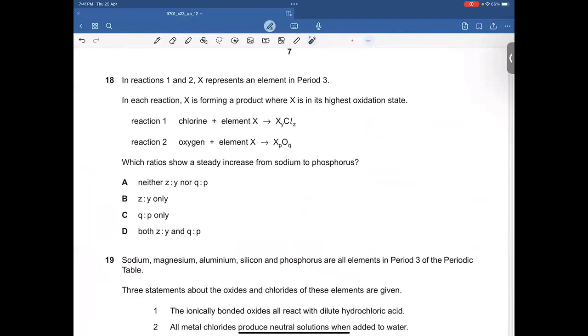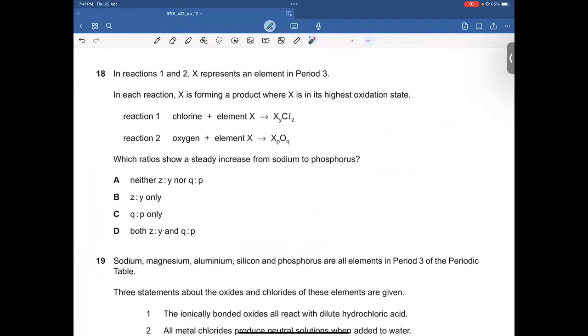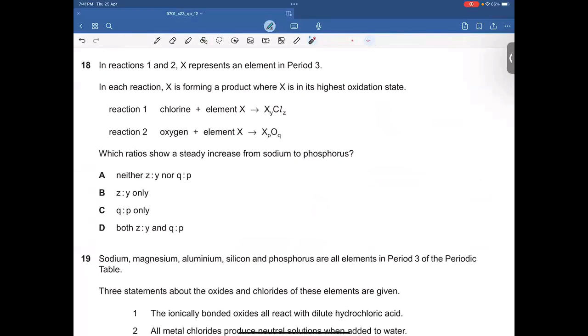Question number 18. In reactions 1 and 2, X represents an element in period 3. In each reaction, X is forming a product where X is in its highest oxidation state. You need to consider the highest oxidation state. So what's happening in the first reaction? Element X is reacting with chlorine, converting into this compound. And in the second reaction, element X is reacting with oxygen, converting into this compound. So which ratios show a steady increase from sodium to phosphorus?